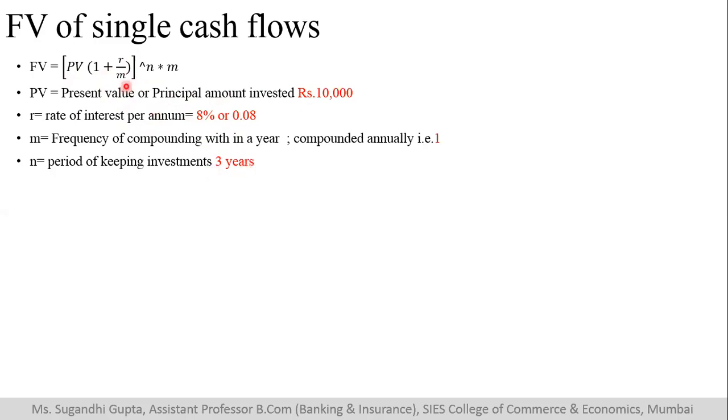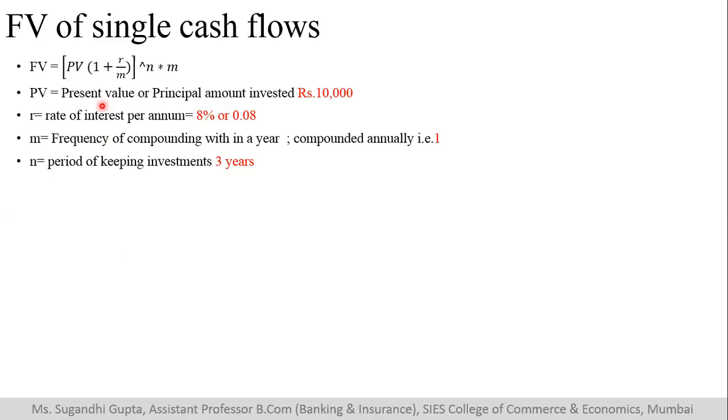And M, this is a very important factor. M is the frequency within a year with which money is getting compounded. So it's the frequency of compounding within the year. Now, in the first case, we have considered that the compounding is taking place annually. When I'm saying that, it means the interest will be calculated only after 12 months. Interest will not be paid to you, but it will be calculated and added into the principal amount after every 1 year.